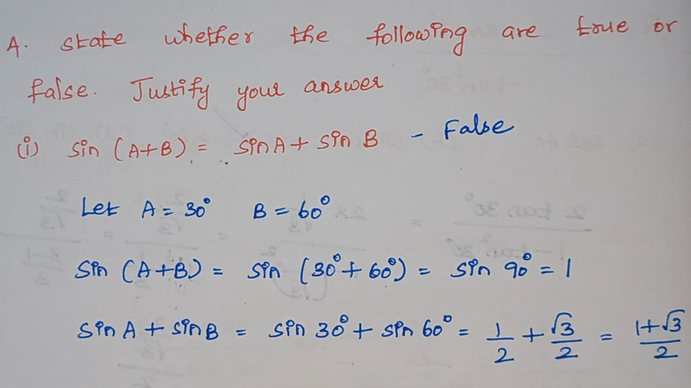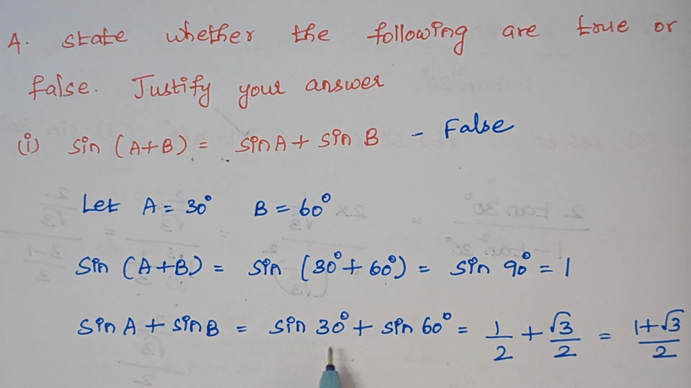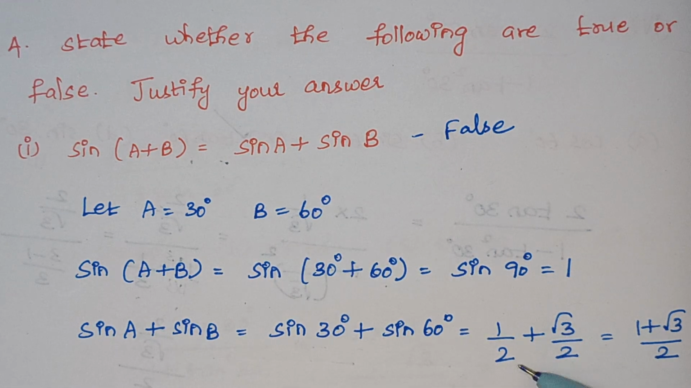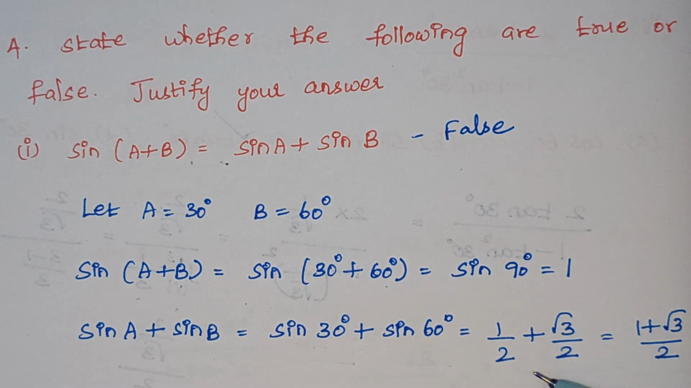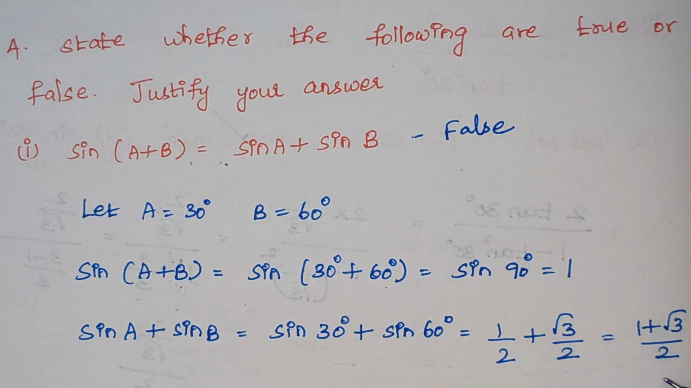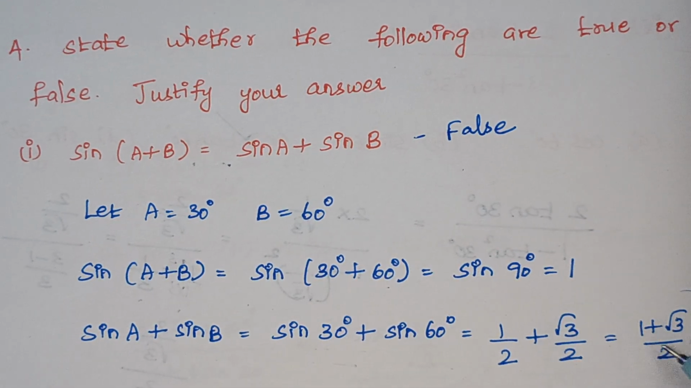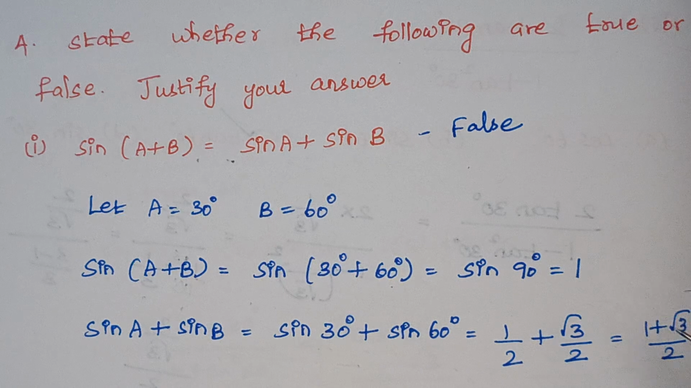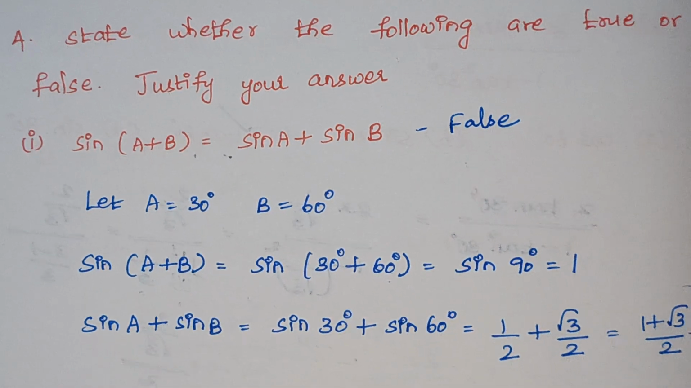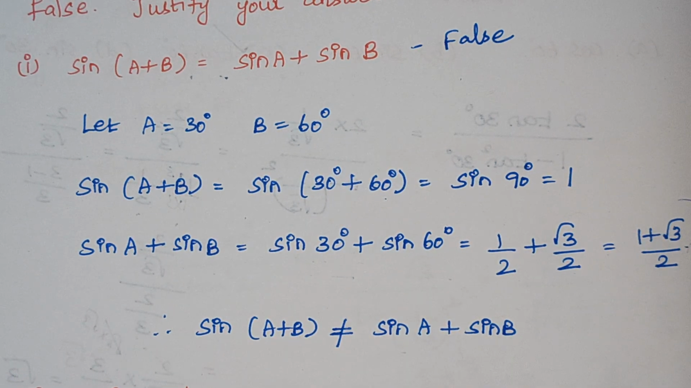Right. So the next thing is sin a plus sin b. So here it is sin 30 plus sin 60. Again from the table, just write down the values. So here it is 1 by 2 plus root 3 by 2. Therefore it is (1 plus root 3) by 2. So this value is 1 and this value is (1 plus root 3) by 2. Are they same? No, they are totally different. So here sin(a + b) is not equal to sin a plus sin b.